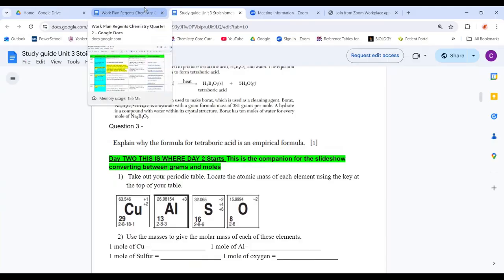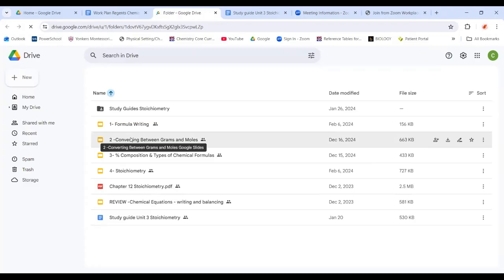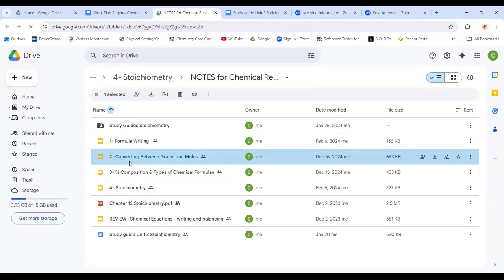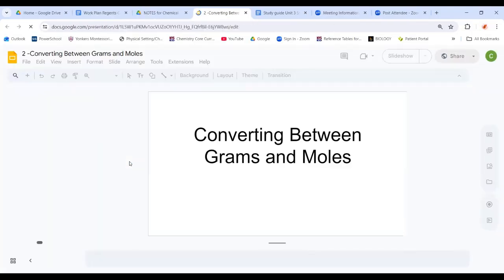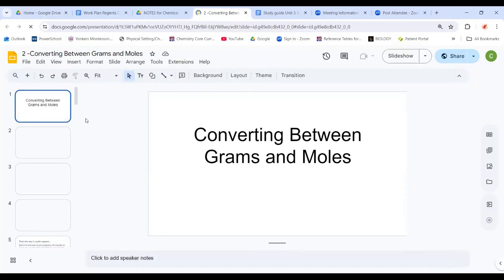So, all right. Next thing I go on the work plan. This says it is the companion guide for the second slideshow. So I'm going to go to the second slideshow. Now, according to this slideshow, it's about converting between grams and moles. So this slideshow opens up with a discussion about what moles are. So at this point in the video, at probably 5 or 10 minutes in, I'm going to actually do the video for this lecture, which hopefully will help you get through the application section and figure out what you need to understand.